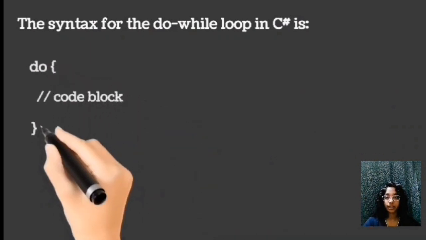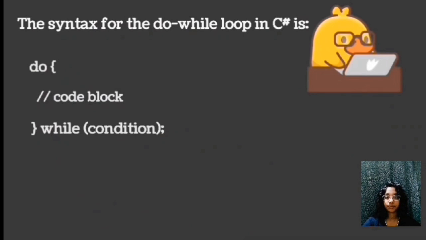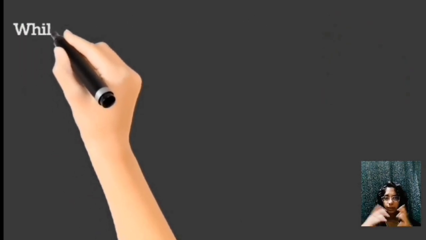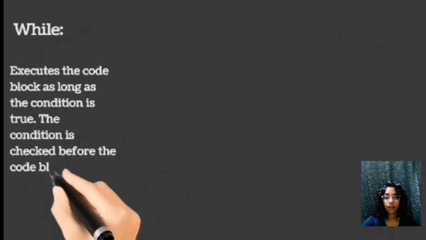The syntax for the do while loop is displayed on the screen. Here the do block of code is followed by a while condition. You might know that we have two more loops, while and for. So what's the difference between them and do while?